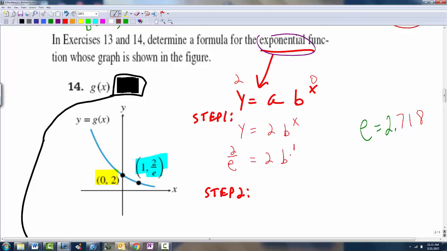What's b to the first? Just b. What do I have to do to get rid of this 2? Don't say divide, though. What's better when you have a fraction over here? Multiply. What happens with the 2's? So y equals 2 times 1 over e raised to the x power. Or this could be 2 times e.